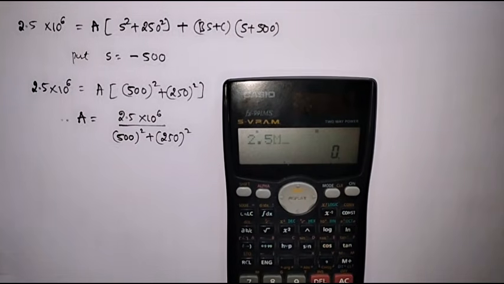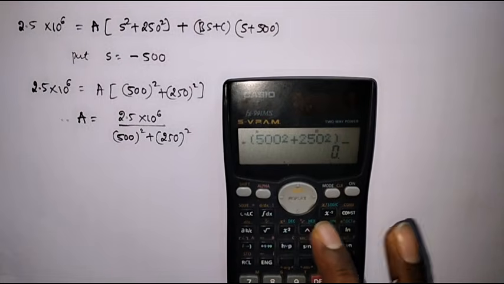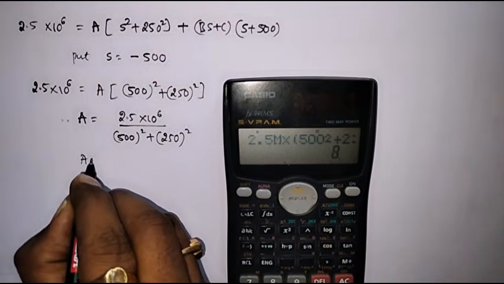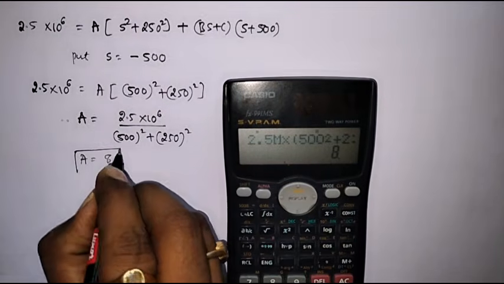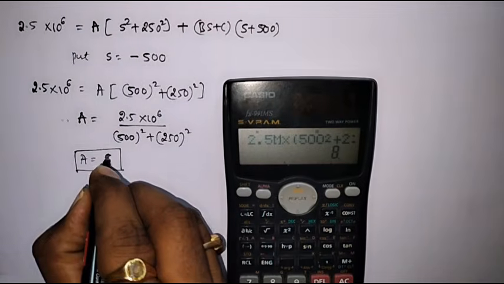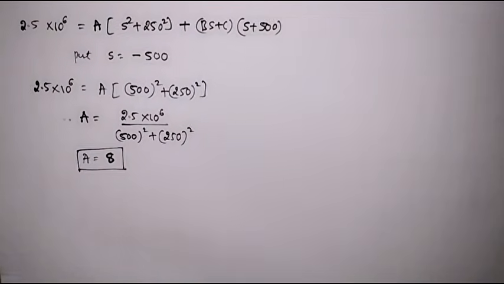2.5 mega divided, or I can multiply 500 square plus 250 square inverse, that is nothing but a value is equal to 8. So we found the first constant, that is a is equal to 8.